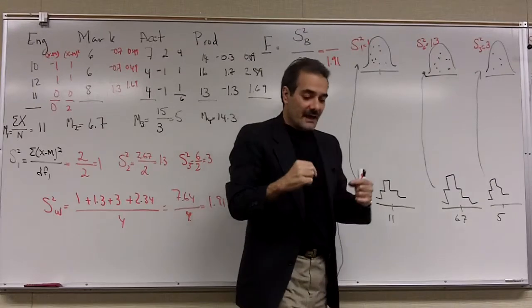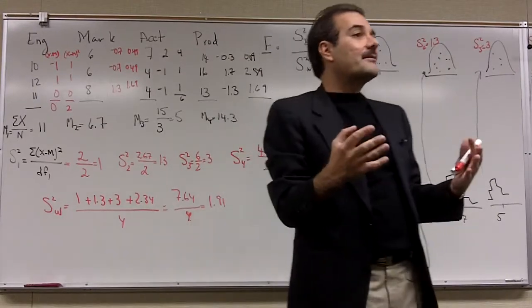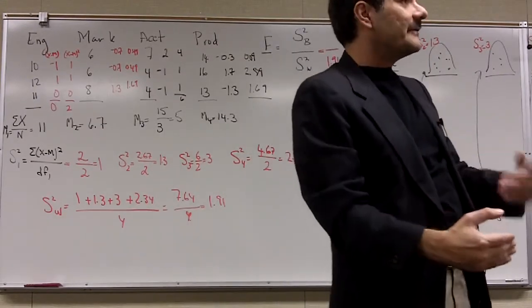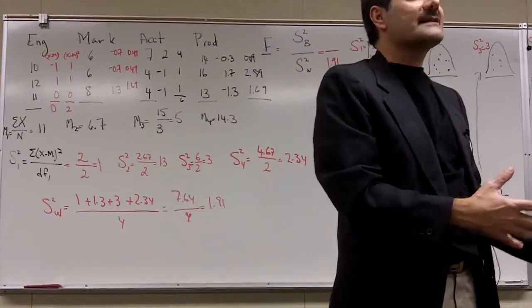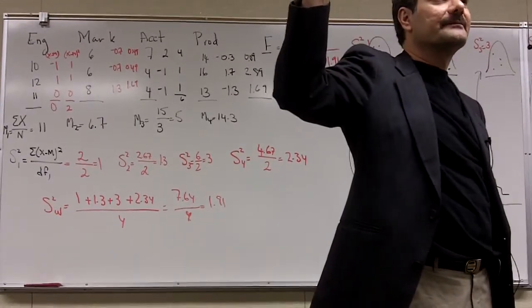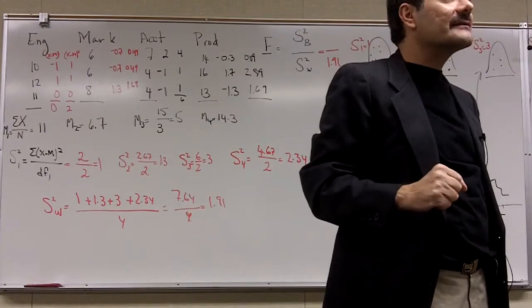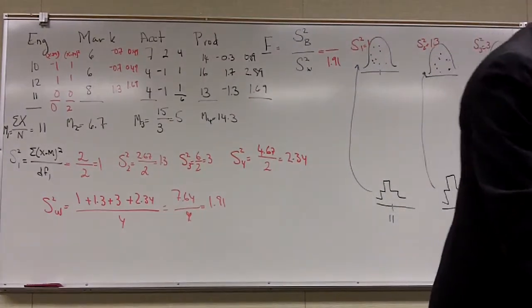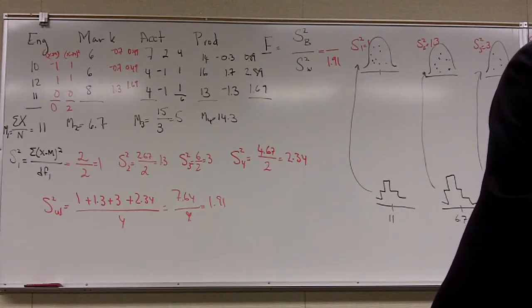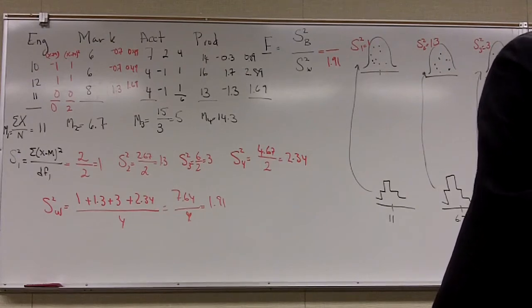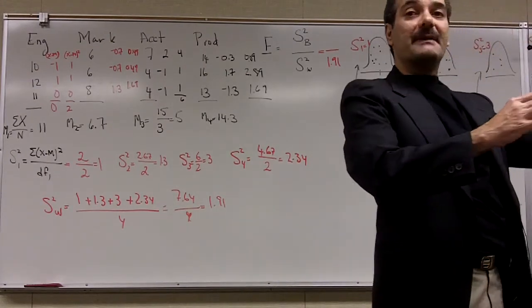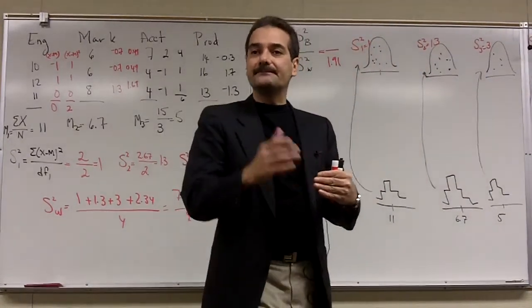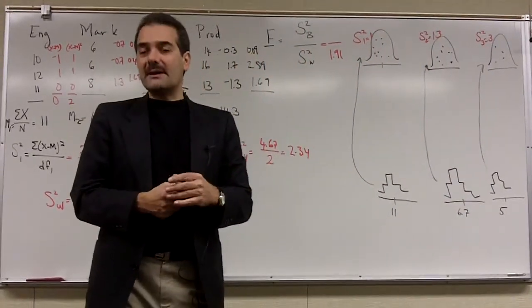So s squared between is what type of variance? Is it the variance that is sensitive to the differences between means or insensitive? How many say it's sensitive? How many say it's insensitive? Very good. Excellent. So it is the variance that is sensitive to differences between means, meaning that if the means start to show differences, the value of s squared between will start to become bigger and bigger than s squared within. I'm sorry, but why would it be sensitive? Why would it be sensitive?